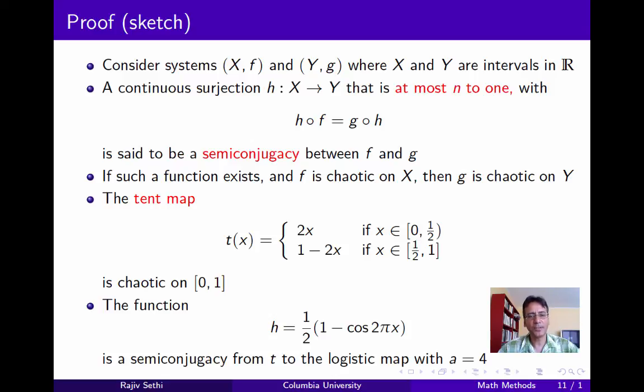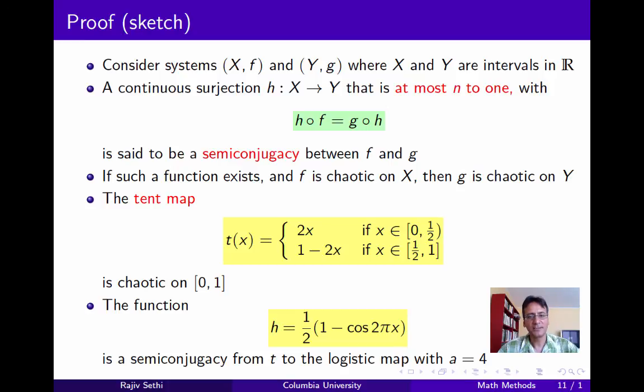So to finish up, all we need is to find a semi-conjugacy between the tent map and the logistic map with a equal to 4. And the function h shown on the slide is in fact such a semi-conjugacy. Now to show this, you need to dust off some of your high school trigonometric identities, but it's a straightforward matter to verify that this function h satisfies the conjugacy equation shown at the top of the slide. h composed with T, which is the tent map, is equal to the logistic map with a equal to 4 composed with h.